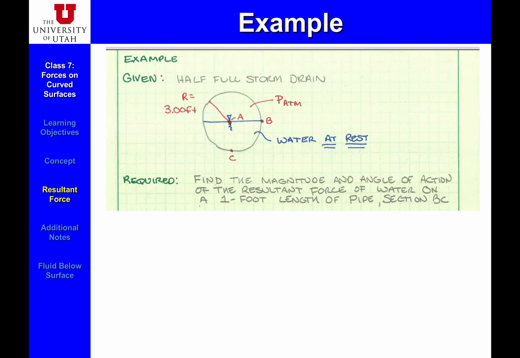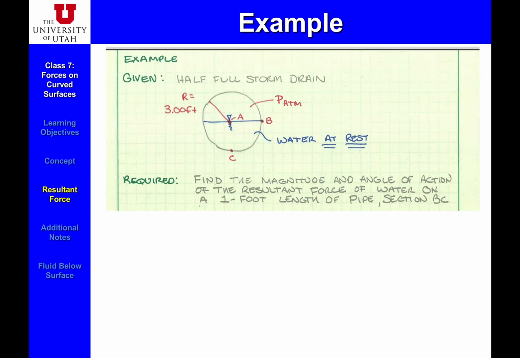What we want to do in this case is I want you to find the magnitude of the resultant force and the angle of action of the resultant force for the water that's in a 1 foot length of pipe. And I want you to figure this out for section BC. So in this example, it's a little bit different than the schematic that we were looking at previously because we don't have water above the section ABC that we're going to look at.